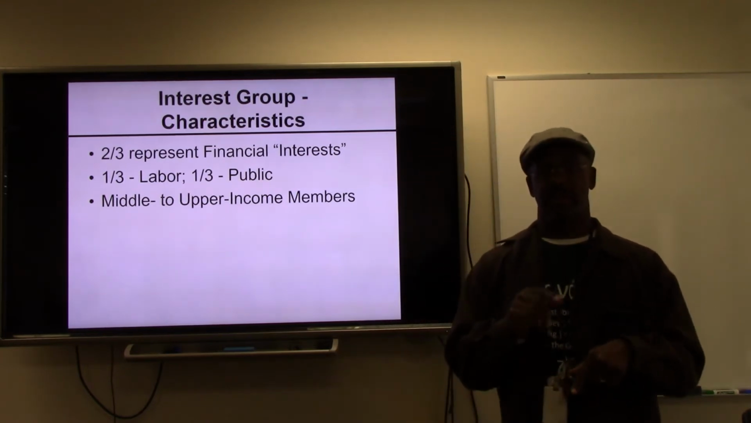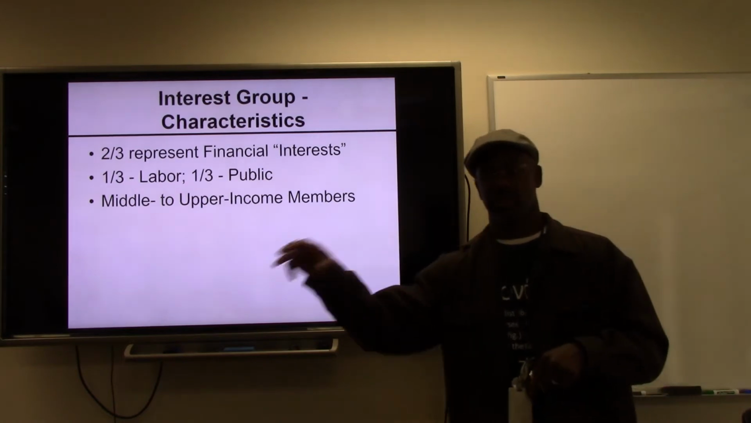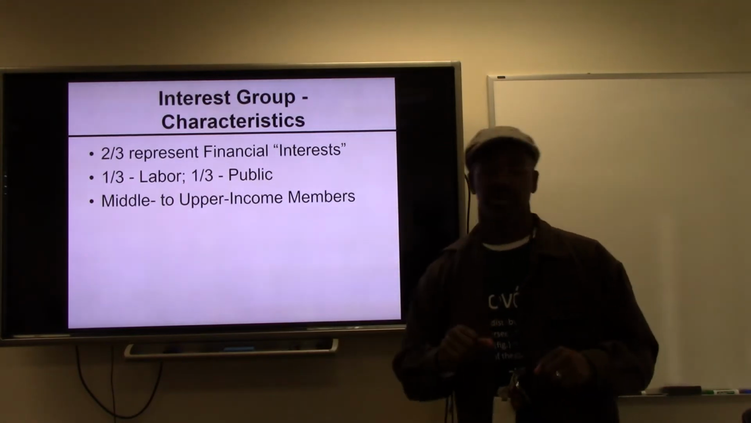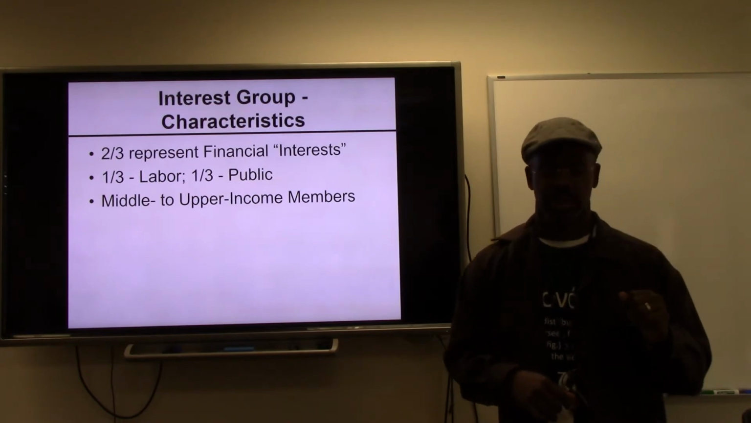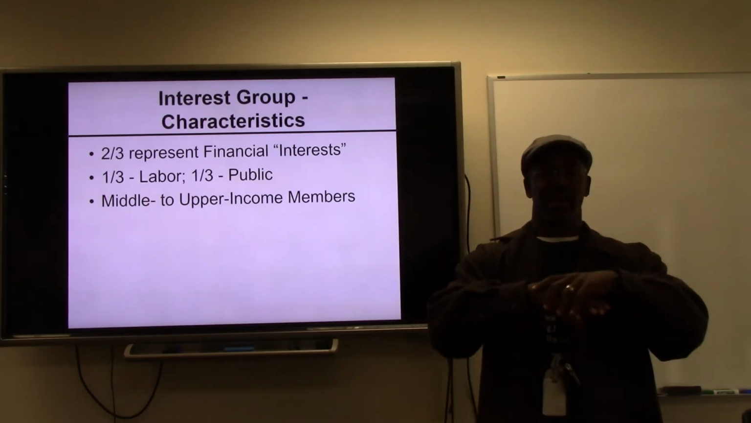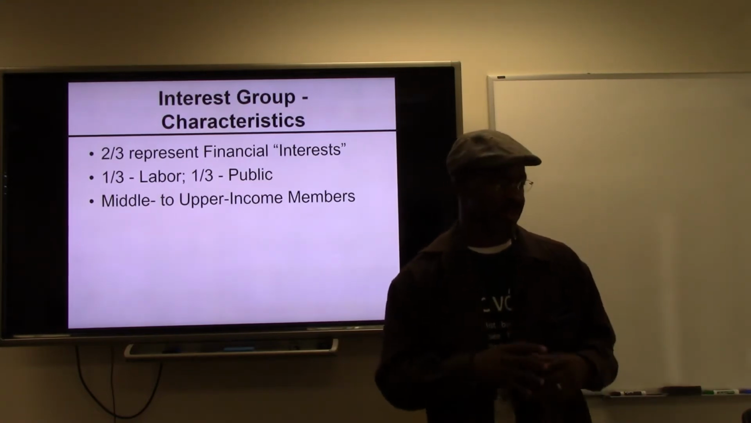And when you look at those ecologies, you find this characteristic: almost 2/3 of the interest groups in that ecology represent financial interests. So these are business interest groups, and professional associations, so an association of nurses, if you will, or an association of sanitation workers, but some type of financial interest. They're organized around that financial interest.